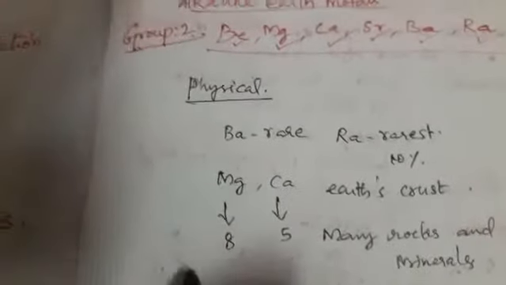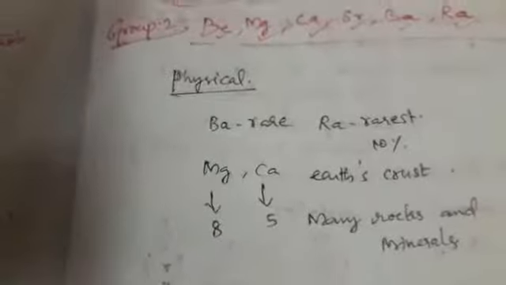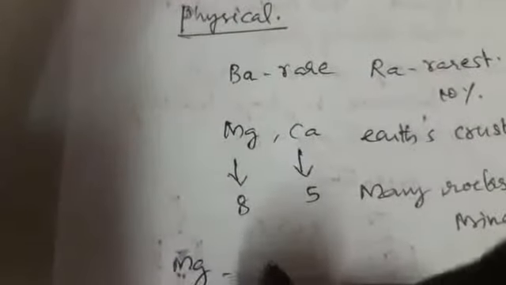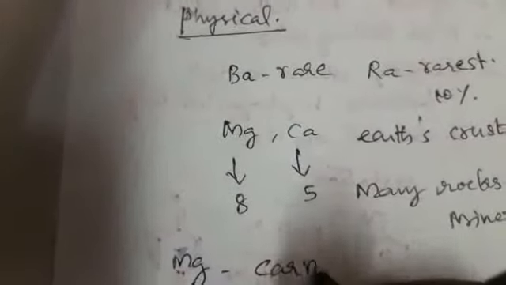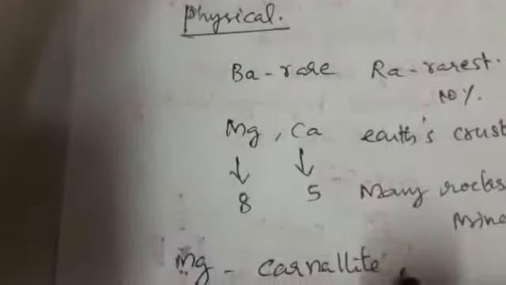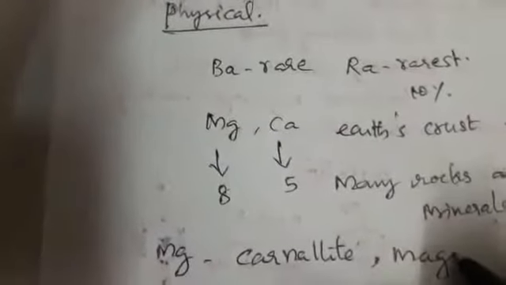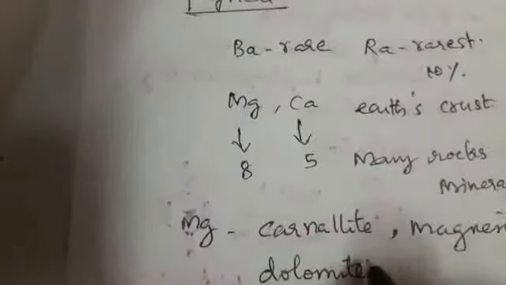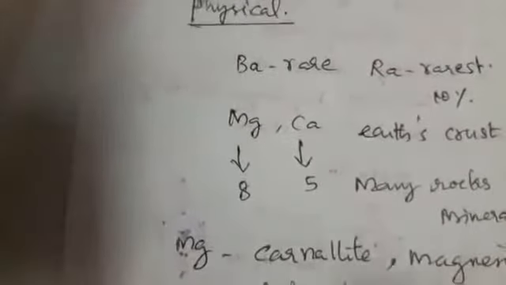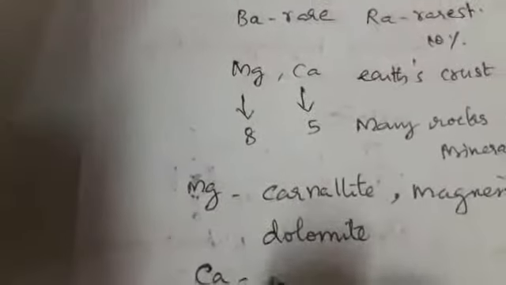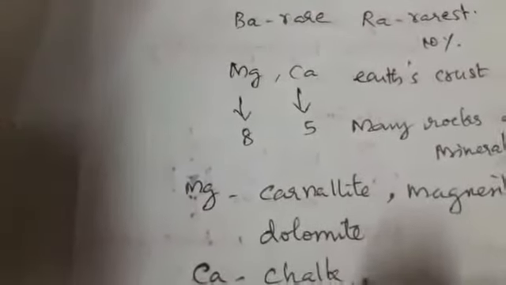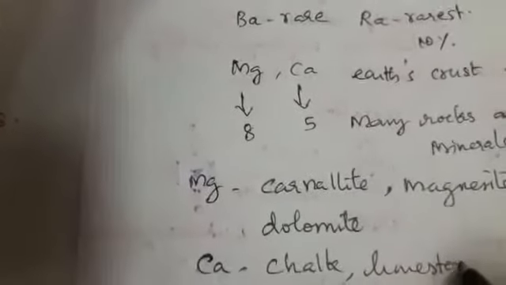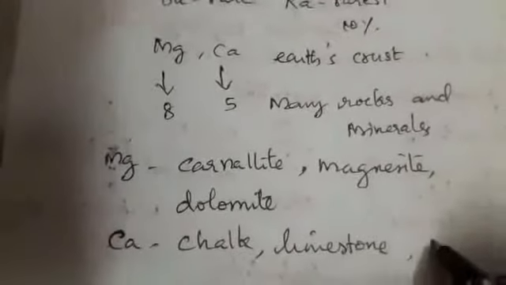Magnesium is found in carnallite, magnesite, dolomite. And calcium is found in chalk, limestone, gypsum.